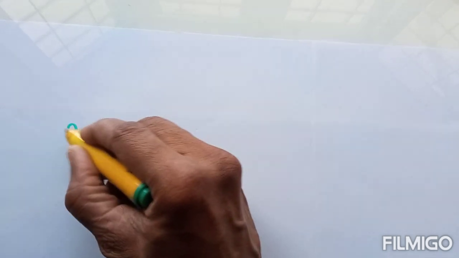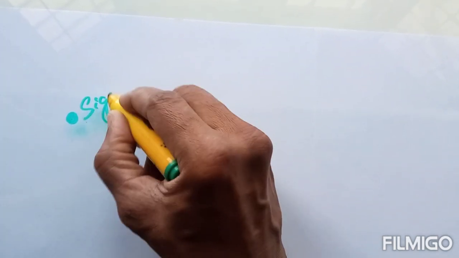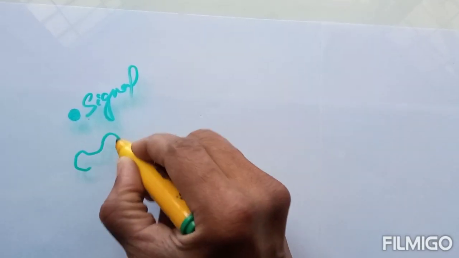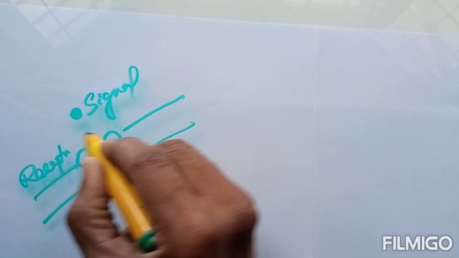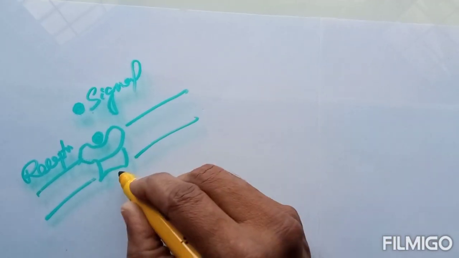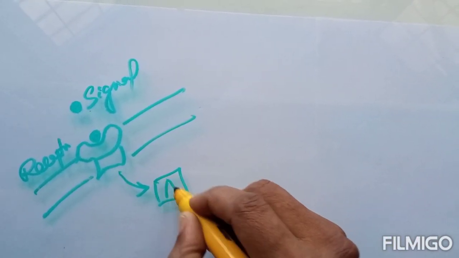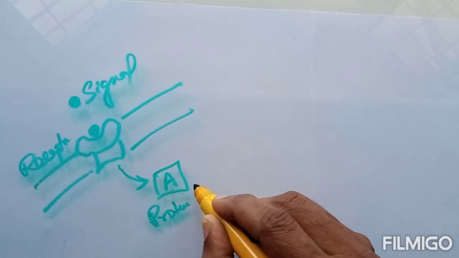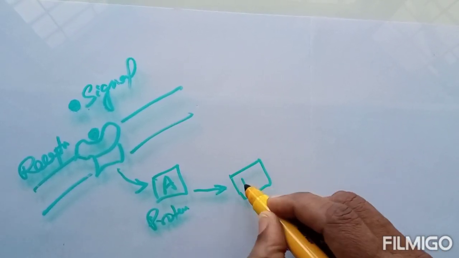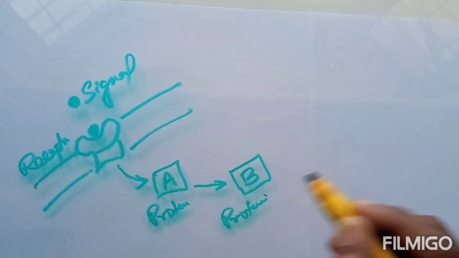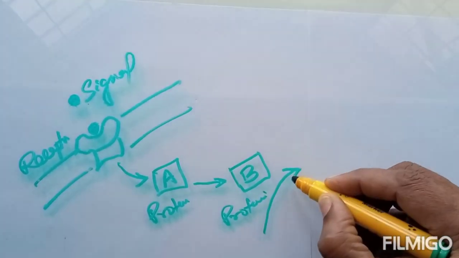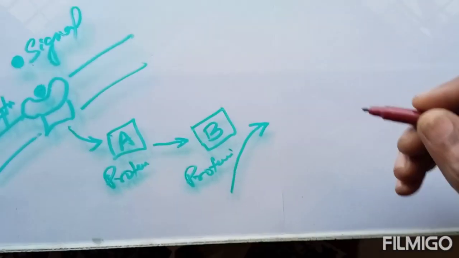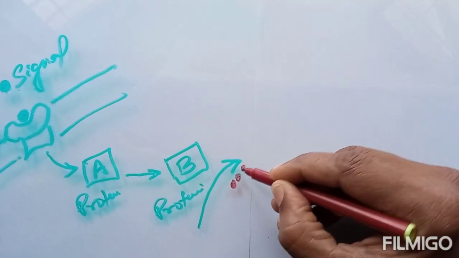The second messenger acts like this. This is the signal. It may be a hormone or a neurotransmitter. It gets attached to its receptor on the cell membrane. This is the cell membrane. This is the receptor. Now the receptor is activated and in turn activates a protein, let us say protein A, which in turn activates another protein, let us say protein B. And protein B gives rise to second messenger molecules. Second messenger molecules like this.